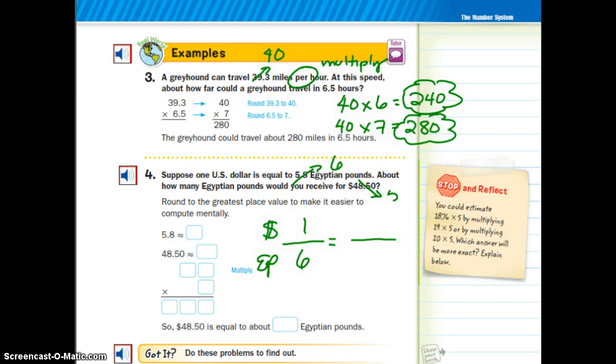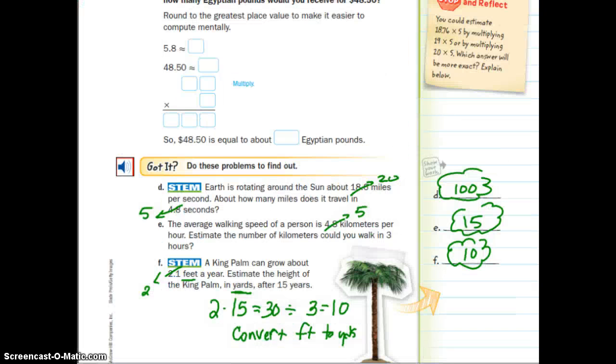And again, we're going to go with 50. So we're going to put a 50 here. So to go from here to here is times 50. So we're going to multiply by 50. And we're going to get approximately 300. About 300 Egyptian pounds. All right, your turn. Get it, got it, go.